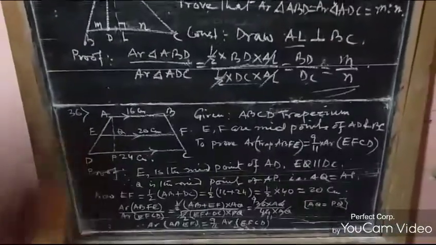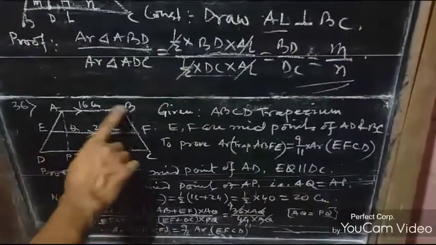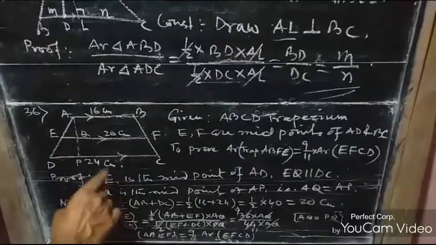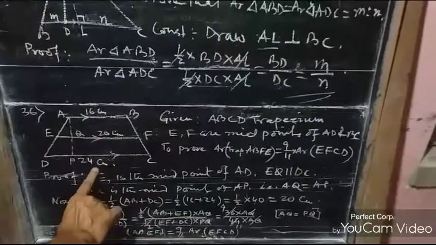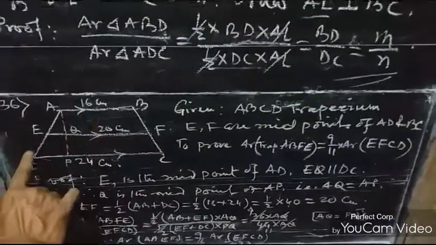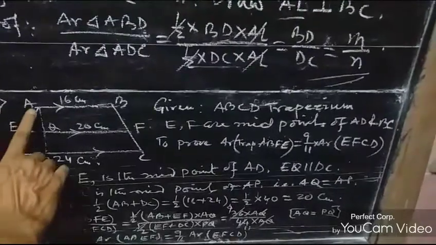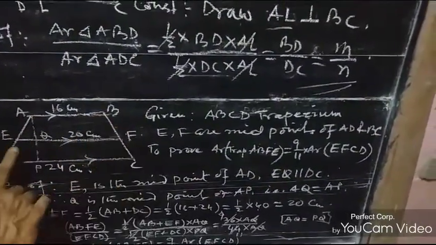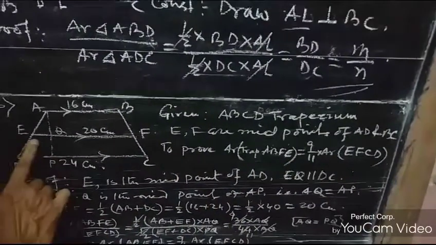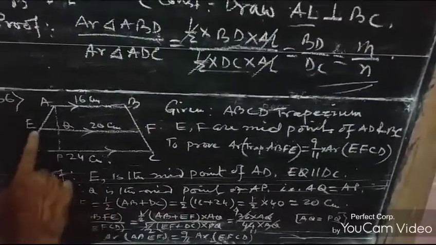Next come to number 36. Number 36 it is given ABCD is a trapezium in which AB is parallel to DC. AB is given 16, DC is given 24, E and F are the midpoints of AD and BC. We need to prove that the area of ABFE equals 9 by 11 times the area of EFCD.